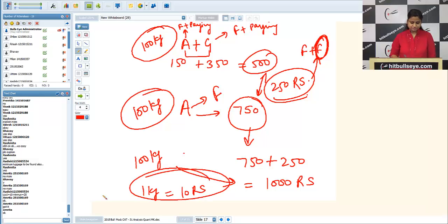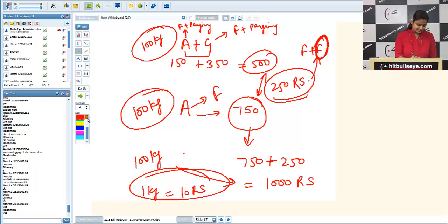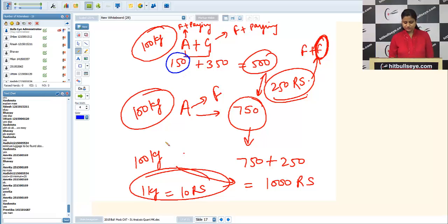You got that? Is it okay? Clear? It was a catch actually. Otherwise, normal calculation. Now coming to this, Aman has paid 150 rupees and the cost for every kg is 10 rupees. It means Aman is paying for 15 kg and Girish is paying for 35 kg. So what is the total weight they are paying for? They are paying for 50 kg. It means remaining 50 kg is the free luggage carried by both of them. And they are getting equal free luggage.